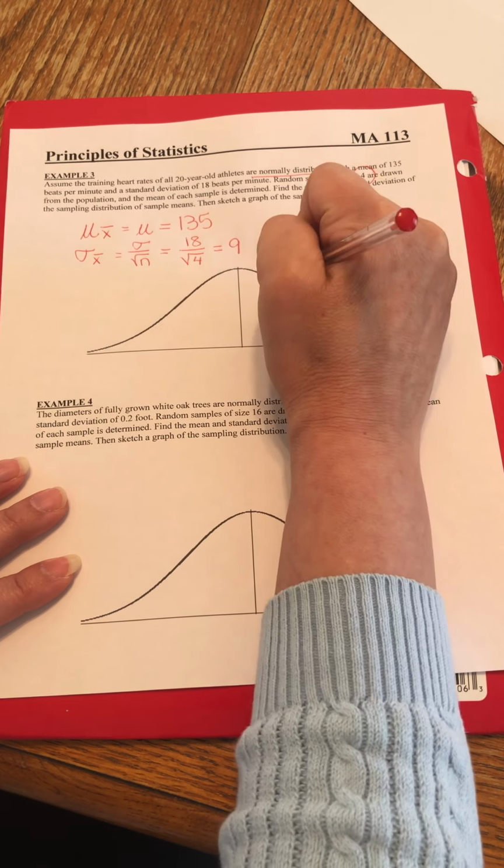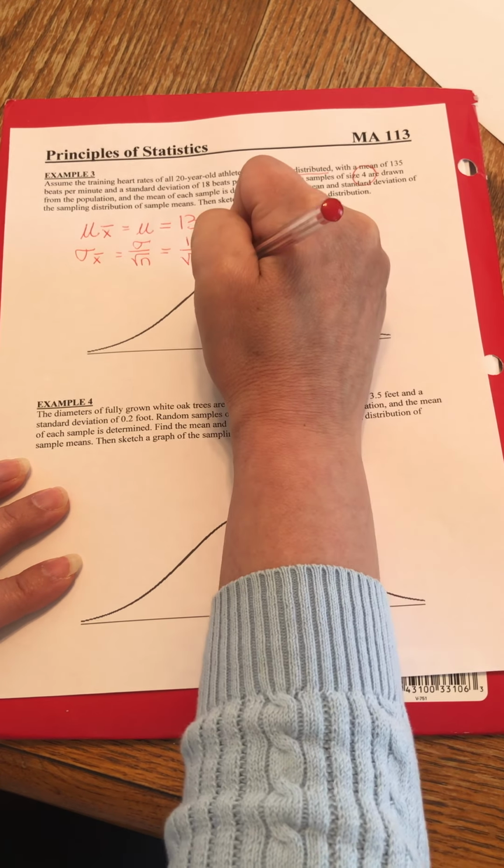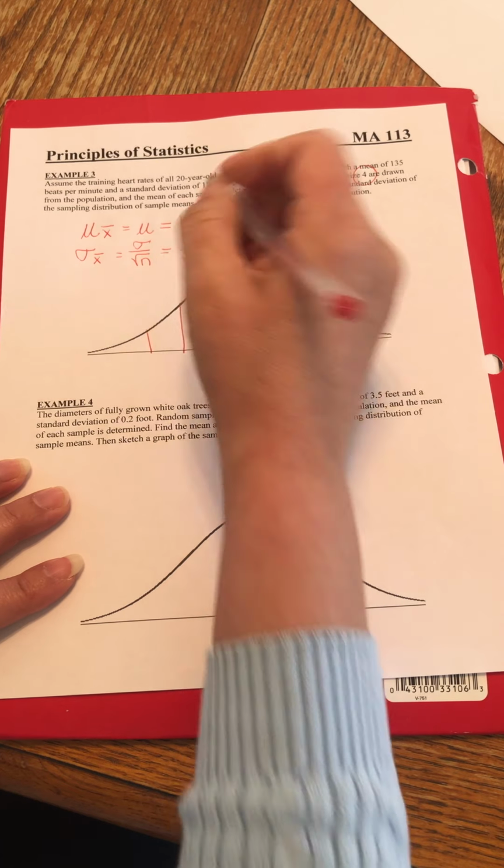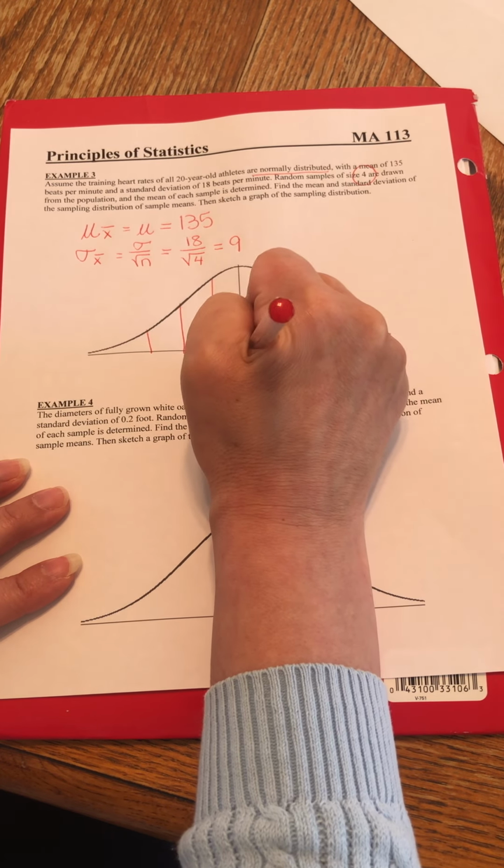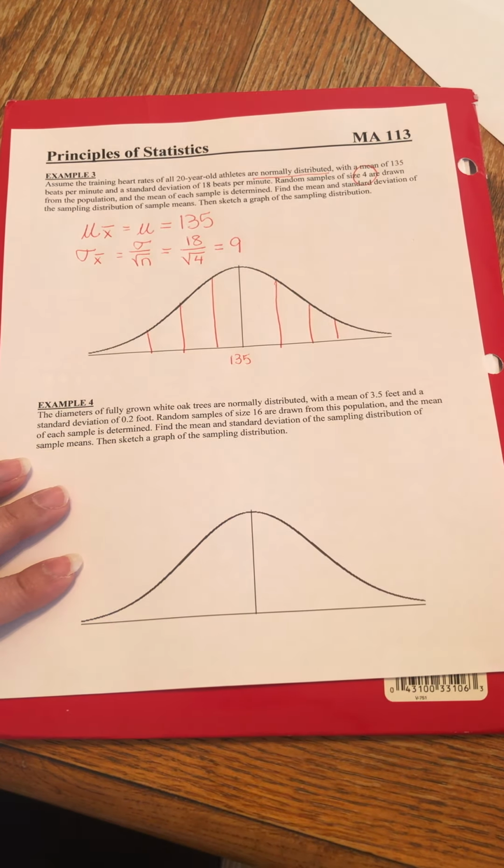If I do 18 divided by the square root of 4, I get the number 9. And now I'm ready to go 1, 2, 3 bars up, 1, 2, 3 bars down. 135 goes in the middle, and now I'm going up by 9.